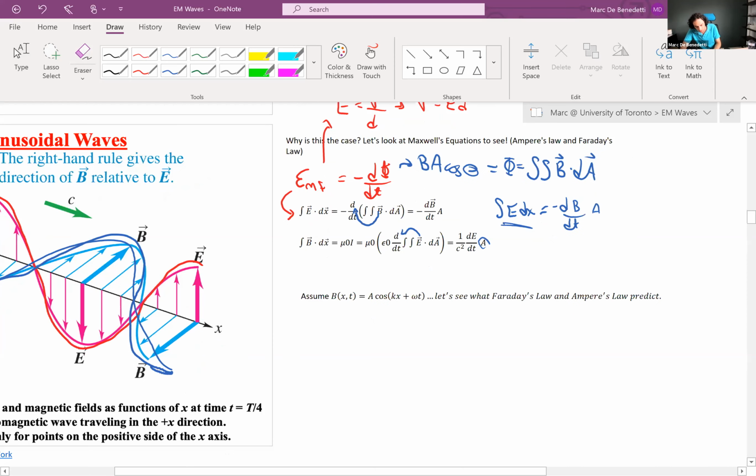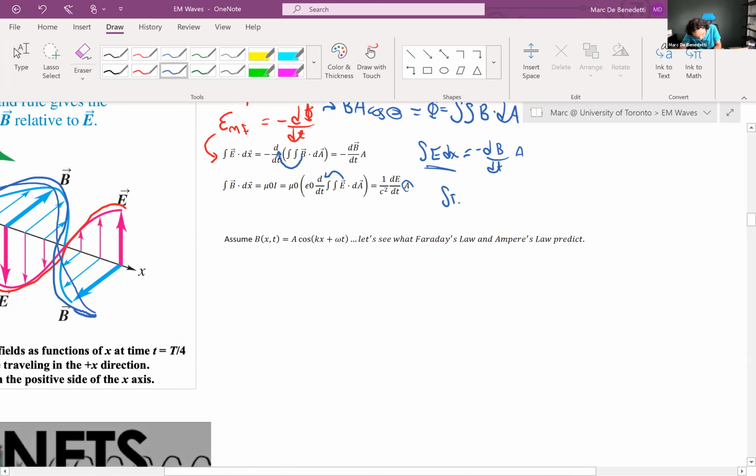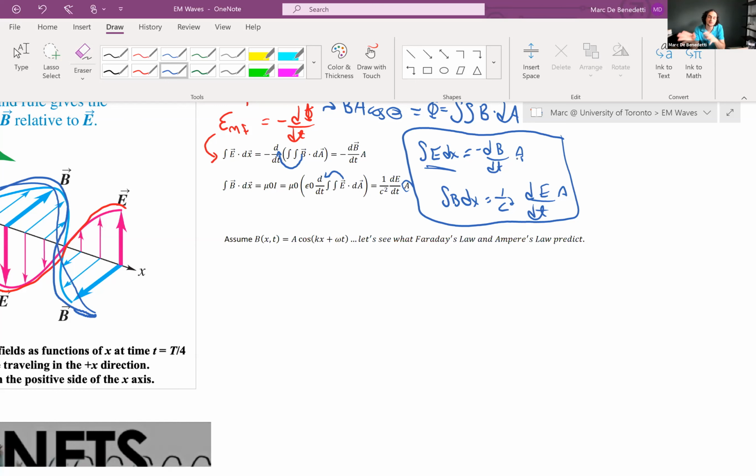So here, our second equation says the integral of B dx is going to equal 1 over the speed of light squared times the derivative of E with respect to time. Oh, times A, right? The A's will cancel, as you can see, the A's in both equations. So whatever we have for our E field and our B field, they have to satisfy both of these equations at the same time.